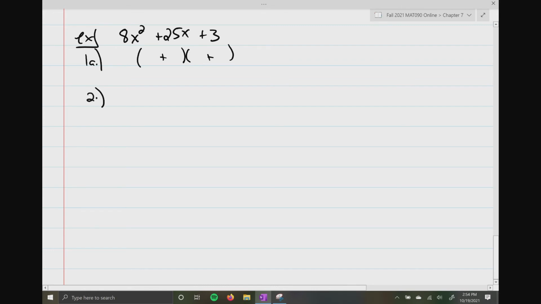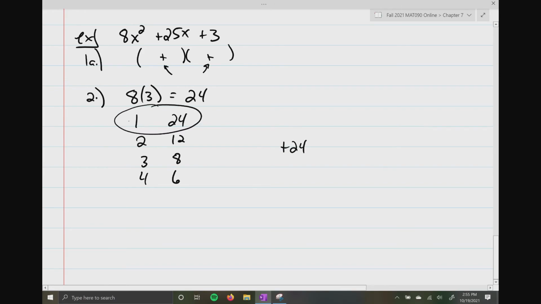Step 2, we're going to take 8 times 3, which is going to be 24, and that's nice. Let's write out the factors of 24. So we got 1 and 24, 2 and 12, 3 and 8, and 4 and 6. Now, we know, no matter what pair we pick, both those numbers are going to be positive, and it has to total to 25. So plus 1 plus 24 equals 25.